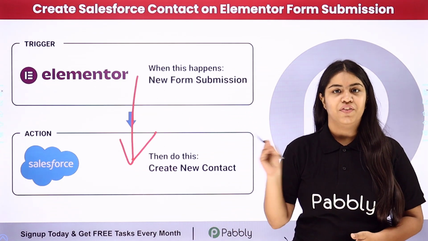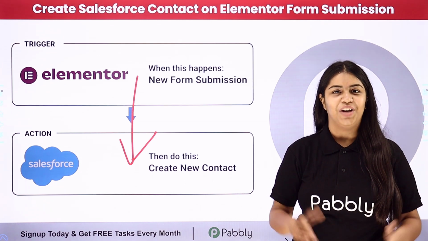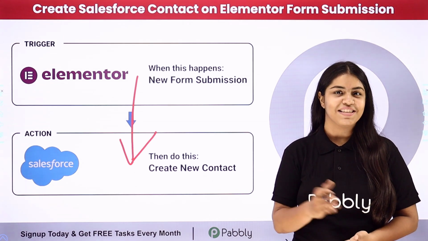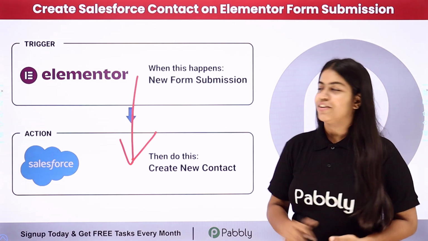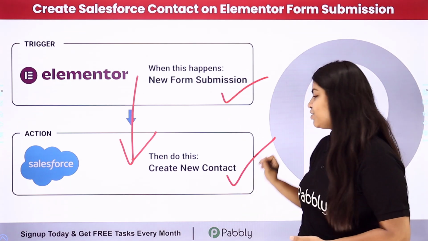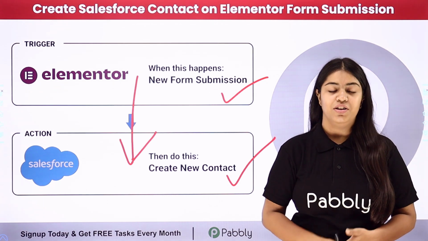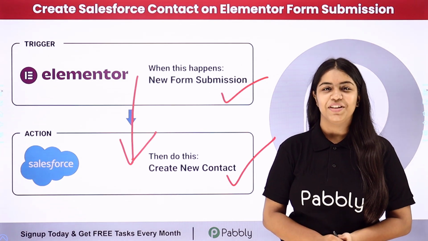To create this connection without knowing any programming or coding language, we are going to use Pabbly Connect. It is an amazing automation software. In Pabbly, we have the concept of trigger and action. For trigger, we are going to use Elementor, and for action, we are using Salesforce. So if you also wish to learn this process step by step, follow me through the screen.